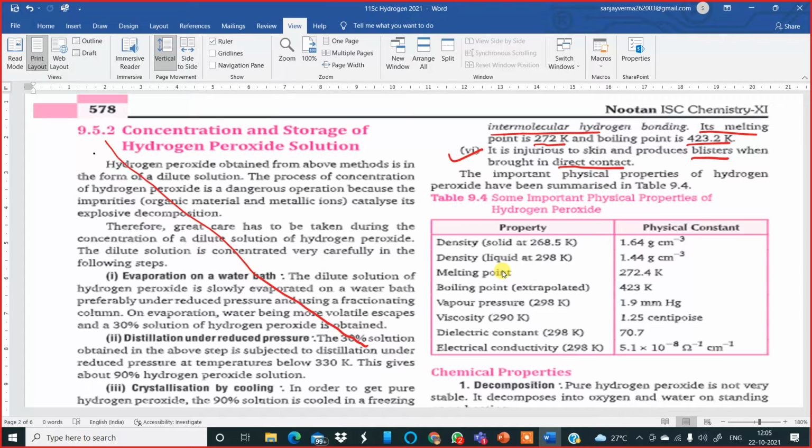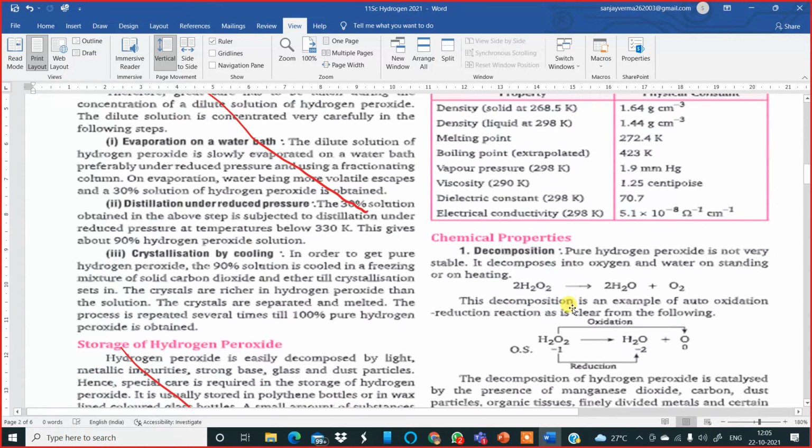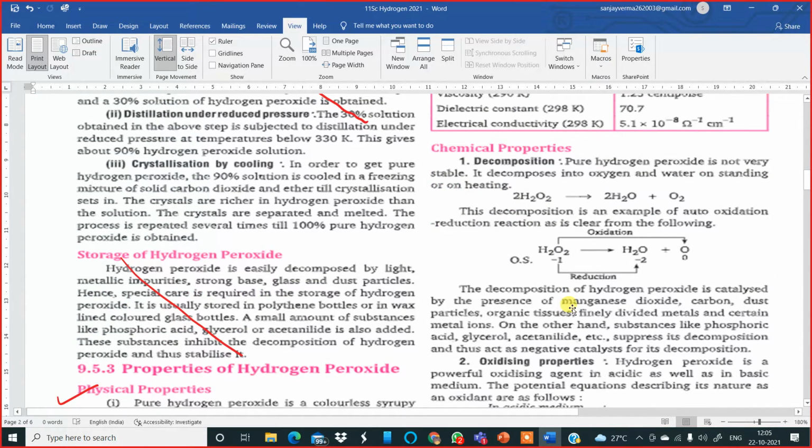Okay, so Table 9.4 will give us some physical constants with respect to density, solid, liquid, melting point, boiling point, and so on, but these are not necessary to be studied. We come to the important thing in this chapter, that is the chemical properties of hydrogen peroxide. That is more important.